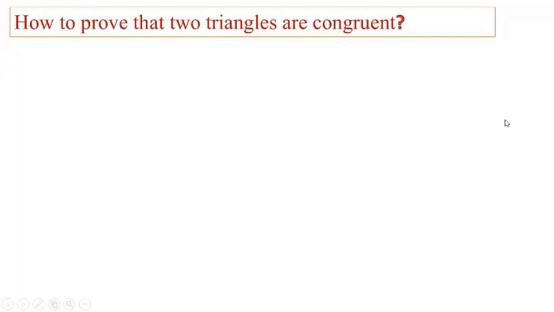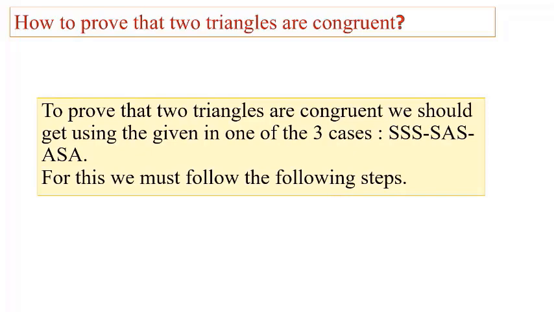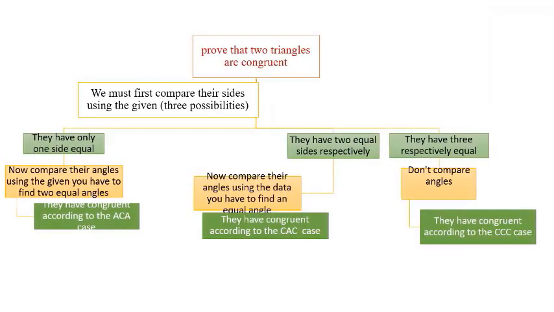We are going now to review together the methods that we took to prove that two triangles are congruent. To prove that two triangles are congruent, we should get using the given one of these three cases: side side side, side angle side, and angle side angle. To do this, we must follow the following steps. First, we must compare their sides using the given. After we compare the sides, we will get three possibilities.